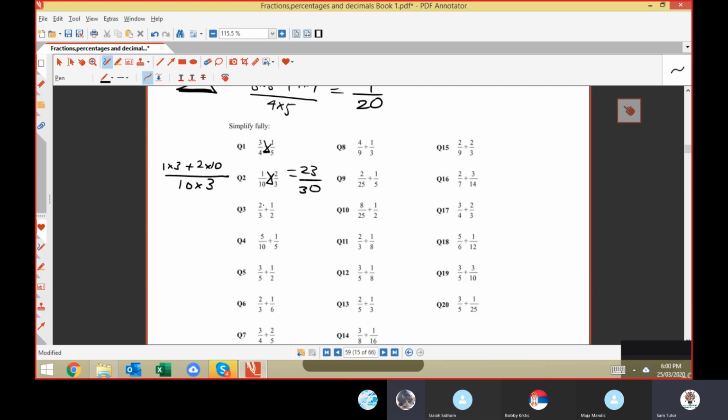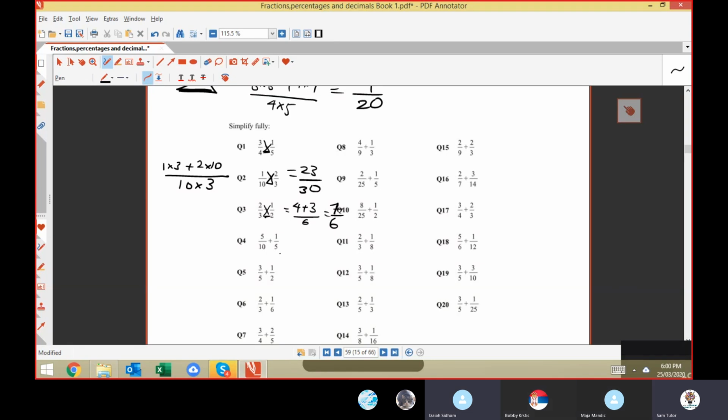So here we go. 2 times 2 becomes 4. 4 plus 3 times 1, 3, over 3 times 2, 6. So the answer is 7 over 6. Which you can leave. I don't mind you guys leaving them as improper fractions for now.